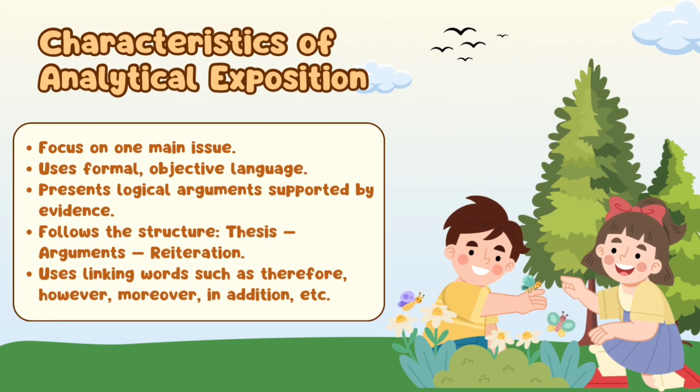Characteristics. This type of text has several characteristics. It focuses on one main issue. It uses formal and objective language. The arguments presented are logical, clear, and supported by evidence. The structure always follows three parts. The first one is thesis, arguments, and reiteration. Additionally, it uses linking words such as therefore, however, moreover, and in addition to connect ideas smoothly.